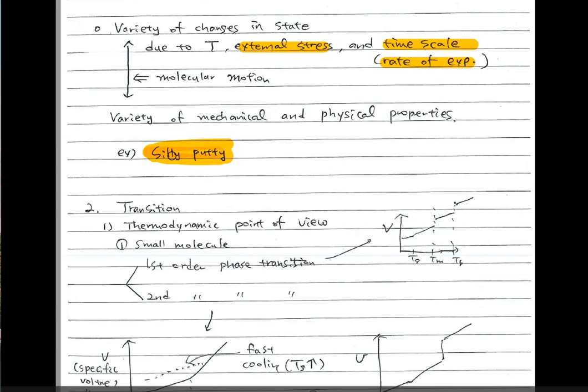So although we are using exactly the same material, depending on the time scale, the rate of experiment, especially the kinetics, it changes the glass transition temperature. It's very interesting behavior. That's why people don't really understand the exact mechanism of glass transition even after studying this for tens of years. Alright, so let's learn a little bit more in detail about glass transition.